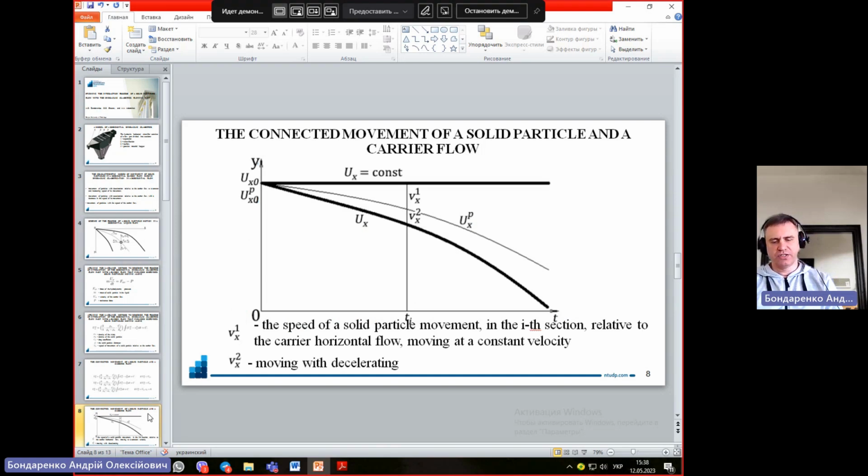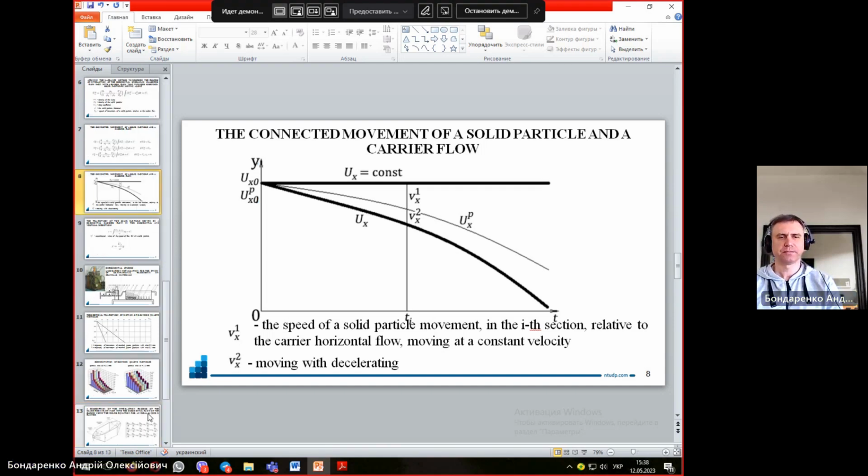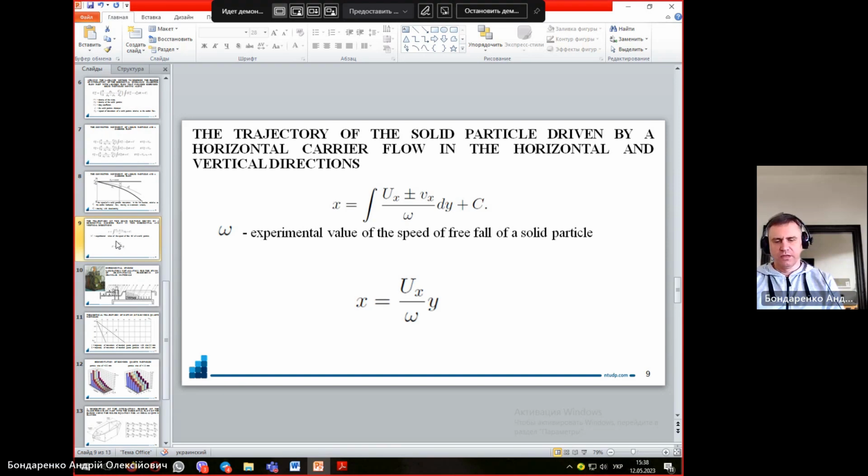A graphical representation of this process in the absence of relative motion of the carrier flow and solid particles in the original cut is shown in the figure. To construct the trajectory of motion of a solid particle moved by a horizontal carrying flow in the horizontal and vertical directions, formulas are proposed on slide 9. As the horizontal component of the velocity, it is proposed to use the experimental value of the speed of free fall of a solid particle.